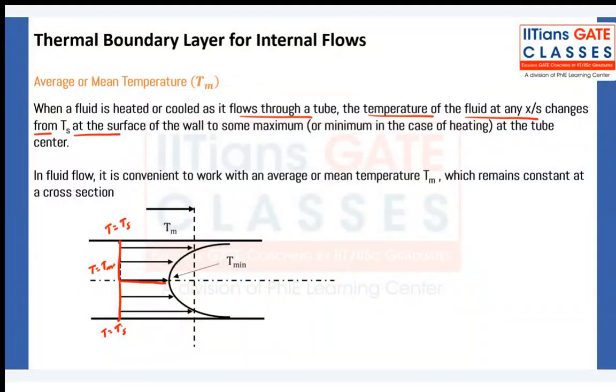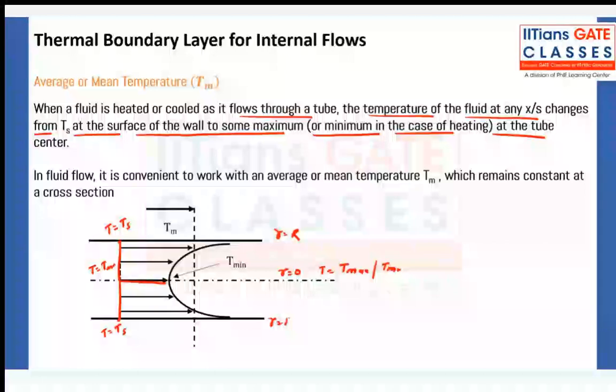So it changes from TS at the surface of the wall to some maximum or minimum, in the case of heating, at the tube center. So at R equals 0, T equals T max or T min, and at R equals capital R, T equals T wall, the T surface.